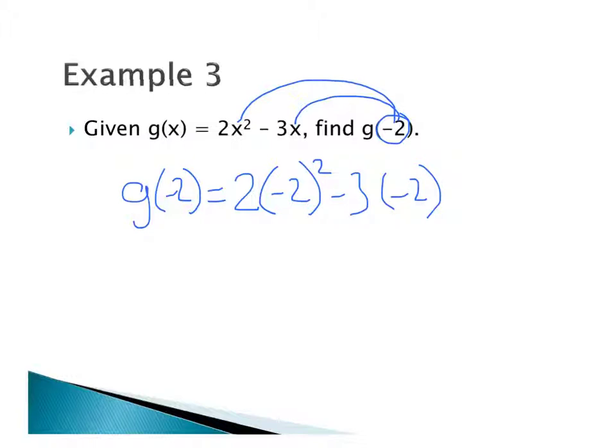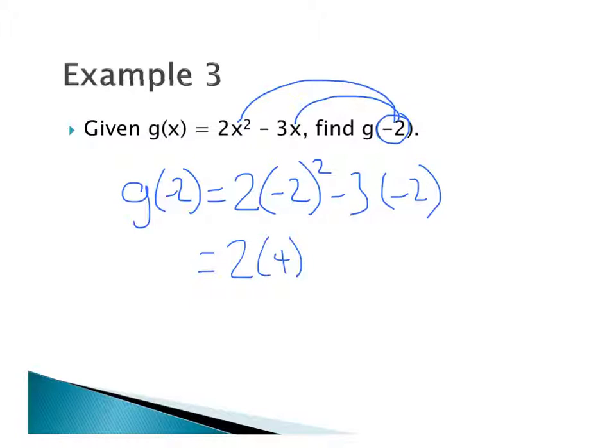So first off, I always deal with my parentheses first. Remember PEMDAS. Well, there's no operations that need to be done inside these parentheses, so now I go to my exponents. Negative 2 squared is going to give me positive 4. Now, if that negative 2 were outside of parentheses and I squared it, it would give me negative 4. But since it's in parentheses, we have negative 2 times negative 2 is positive 4. So I have 2 times positive 4.